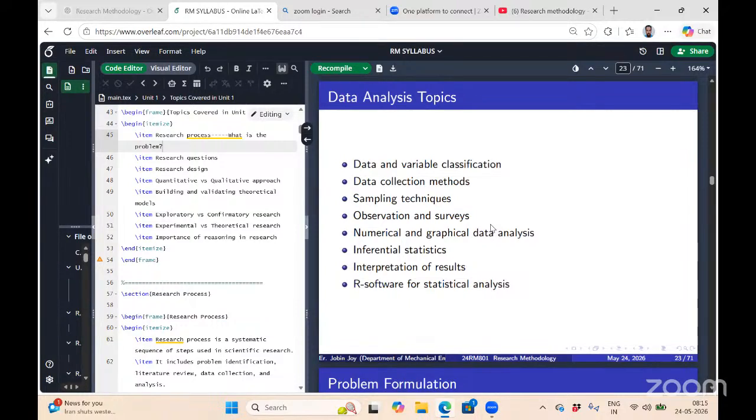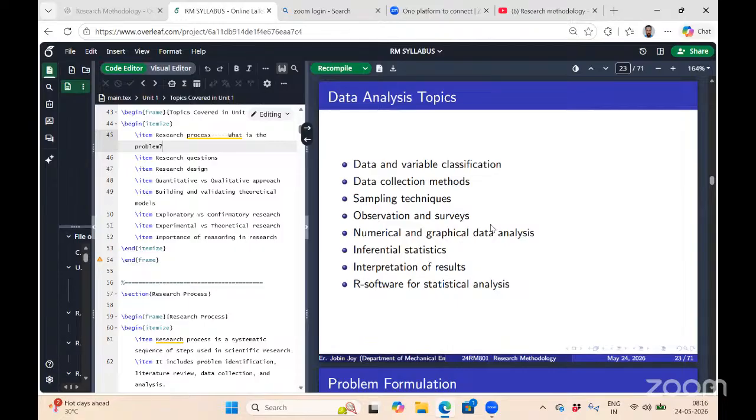Inferential statistics means using sample data, generating conclusions about the population. Hypothesis testing, confidence interval, regression analysis, these are included in inferential statistics. So inferential statistics is the generation of conclusions with the help of sample data. Generating conclusions about the population with the help of sample data is what is called inferential statistics.